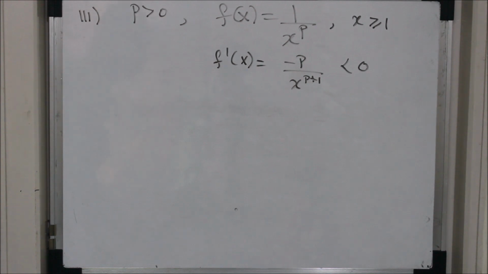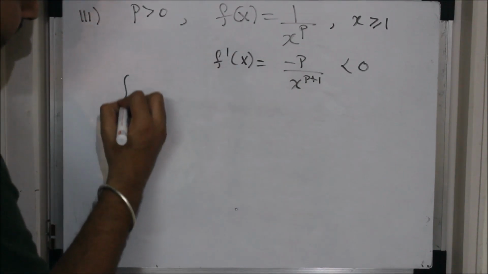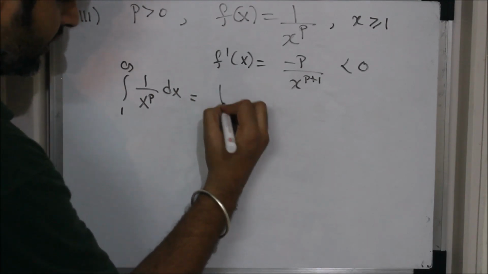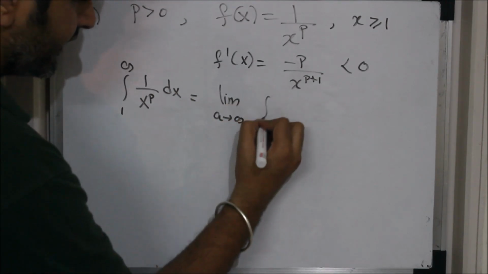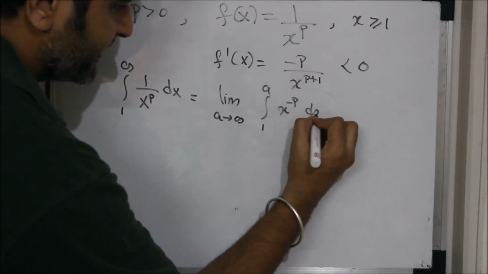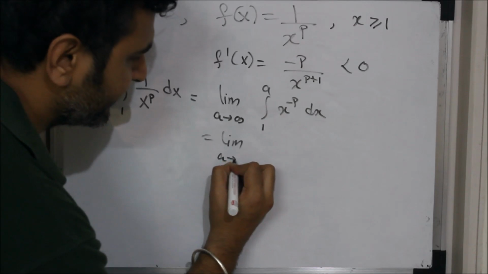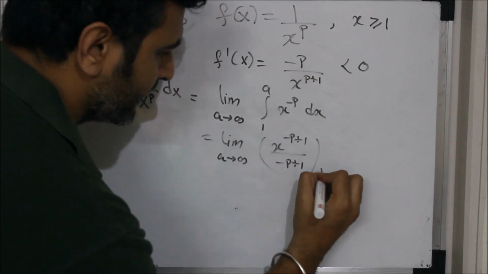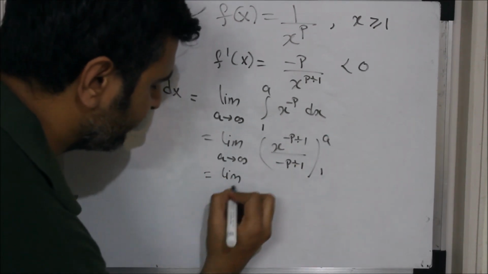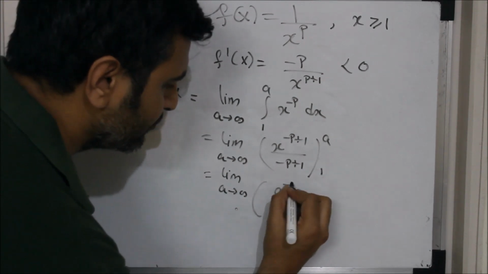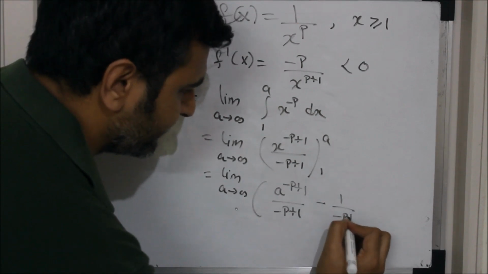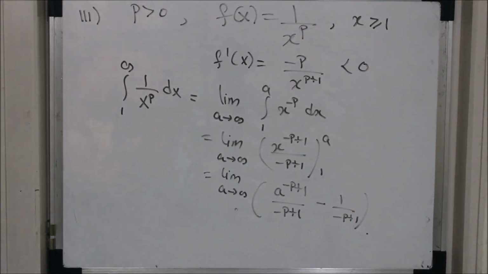So now all the conditions of the integral test are satisfied. Now let's solve this integral, integral 1 to infinity 1 upon x raised to p dx. This is nothing but limit a going to infinity, integral 1 to a of x raised to minus p dx, which is limit a going to infinity of x raised to minus p plus 1 upon minus p plus 1, from 1 to a. This is limit a going to infinity of a raised to minus p plus 1 upon minus p plus 1, minus 1 upon minus p plus 1. So this is what I have after solving this integral.